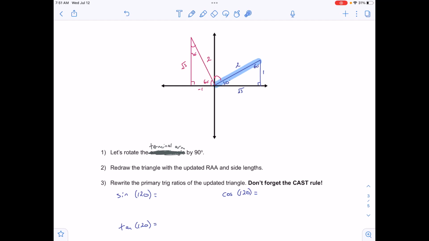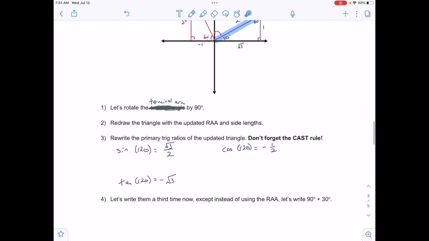Well, what's sine of 120? 120 lands here. Sine of 120 is going to be root 3 over 2. Cosine of 120 is going to be negative 1 over 2, right? My adjacent over my hypotenuse. And last but not least, my tan of 120 is going to be negative root 3. My opposite over my adjacent. Okay, cool.